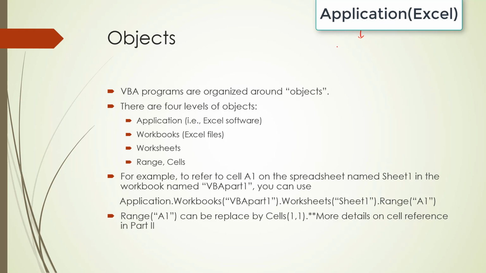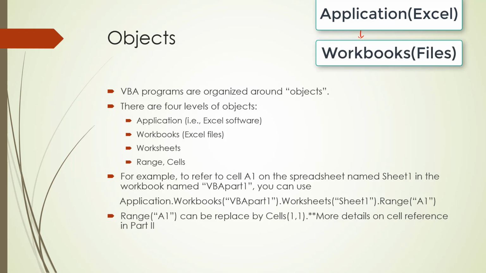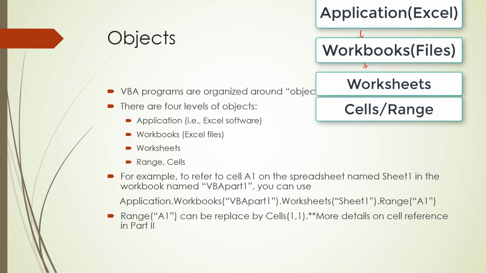And below application, we have workbooks. So each workbook is an Excel file. Within each workbook, we also have worksheets. And then in each worksheet, we have cells. Or if you have multiple cells, then we can call that range. So for this course, I'm going to ask you to understand these 4 levels of objects.